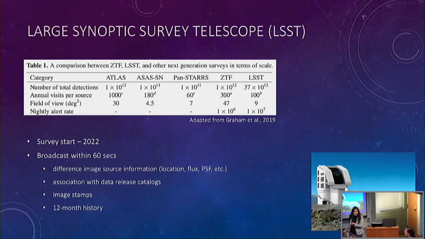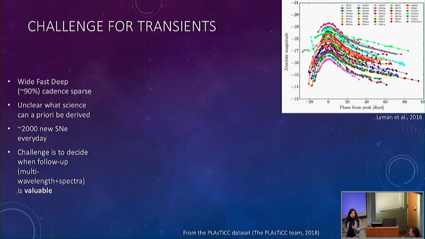So LSST is expected to be transformative for many types of science questions. If you compare this to the current largest surveys operational, you will find that we're going to have an order of magnitude leg up by 2022 in terms of data. This is exciting. However, for transients, this sort of poses a challenge.